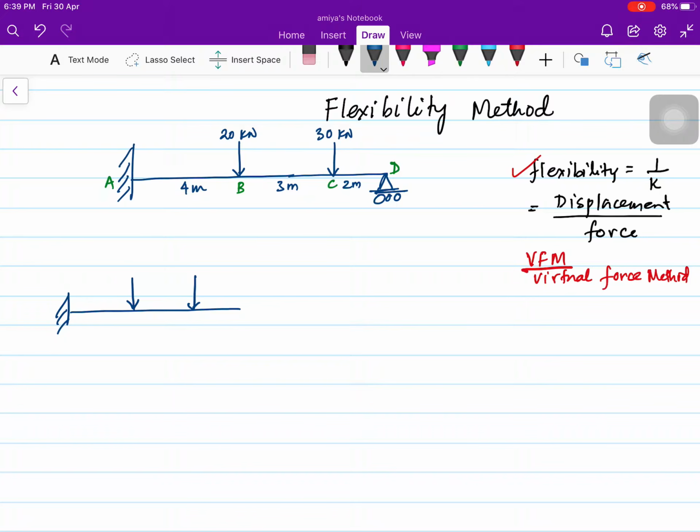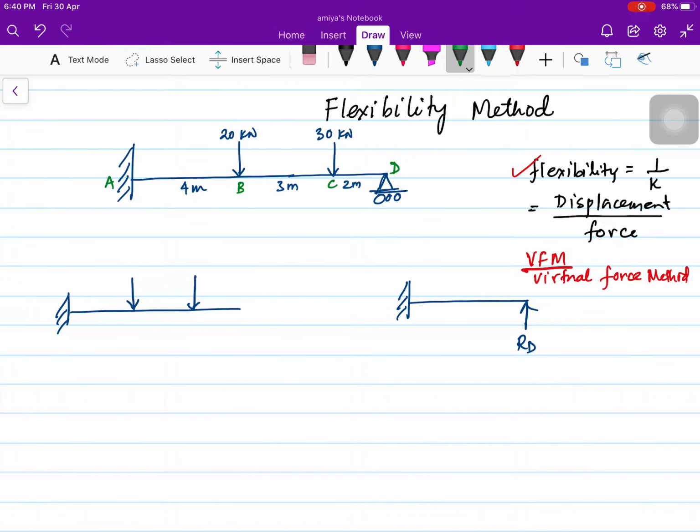And then this is a primary structure, and we can divide this into a second part, which is a secondary structure having the support, this roller support at D. So we have divided this indeterminate structure into two parts. One is the primary structure, another is the secondary structure, and we will be analyzing both using the virtual force method. Instead of having this roller, we are going to replace it with a reaction force RD. So this primary structure will give us a particular solution, and the secondary structure will give us a complementary solution.